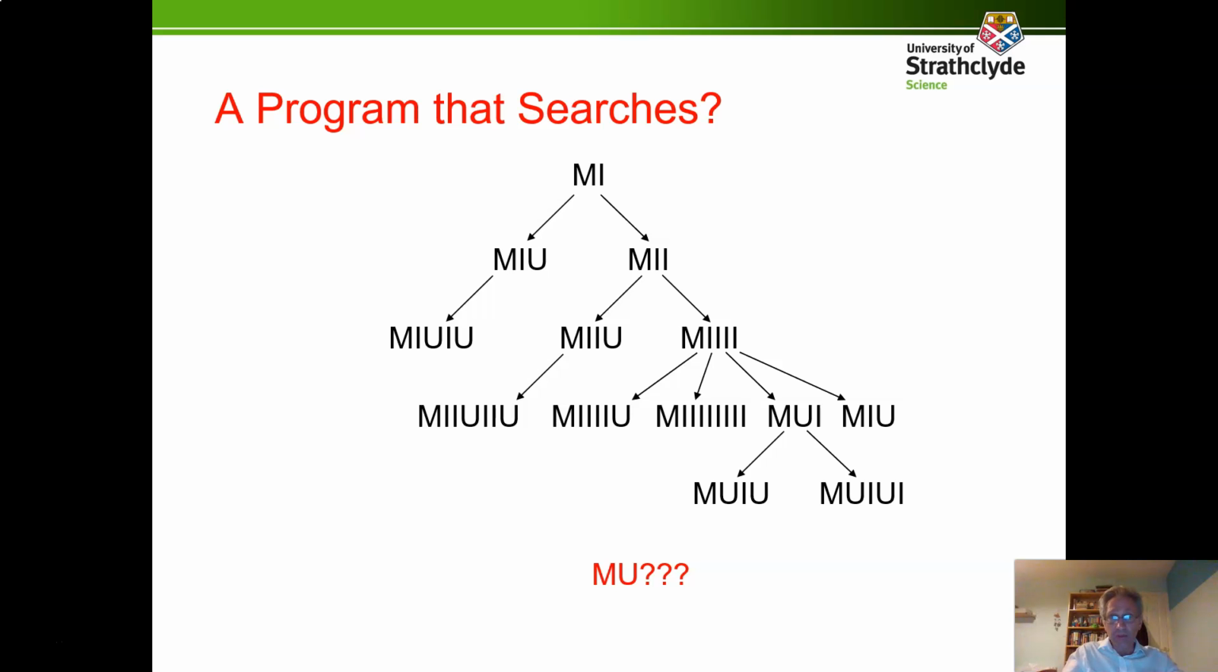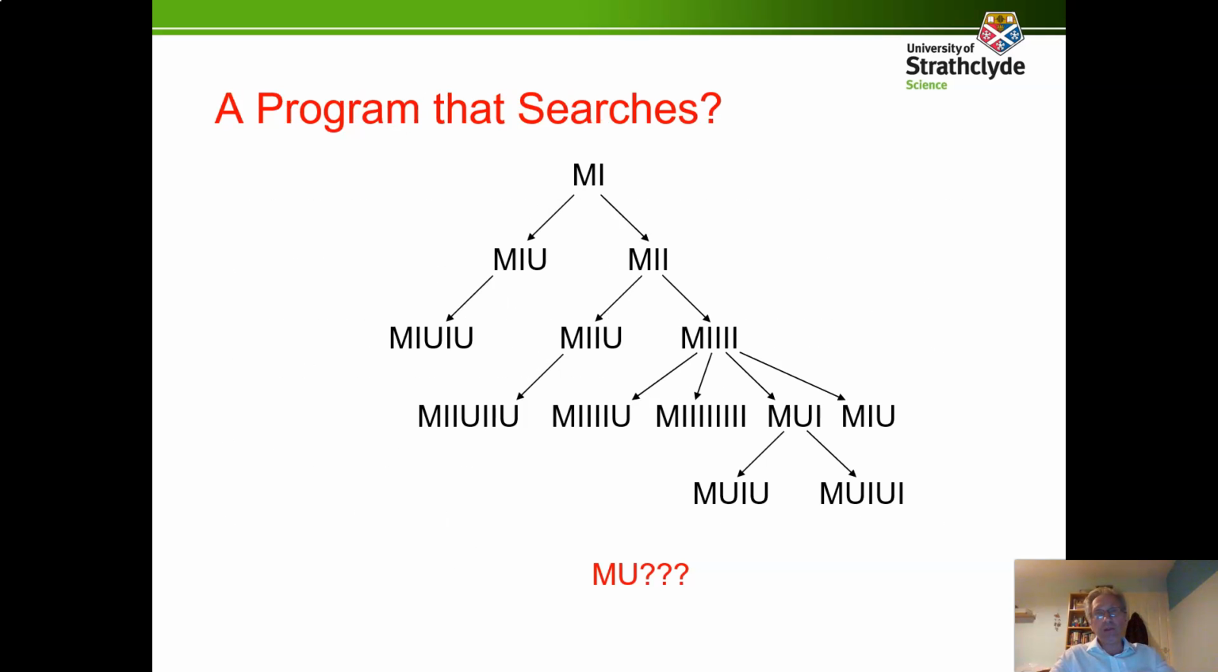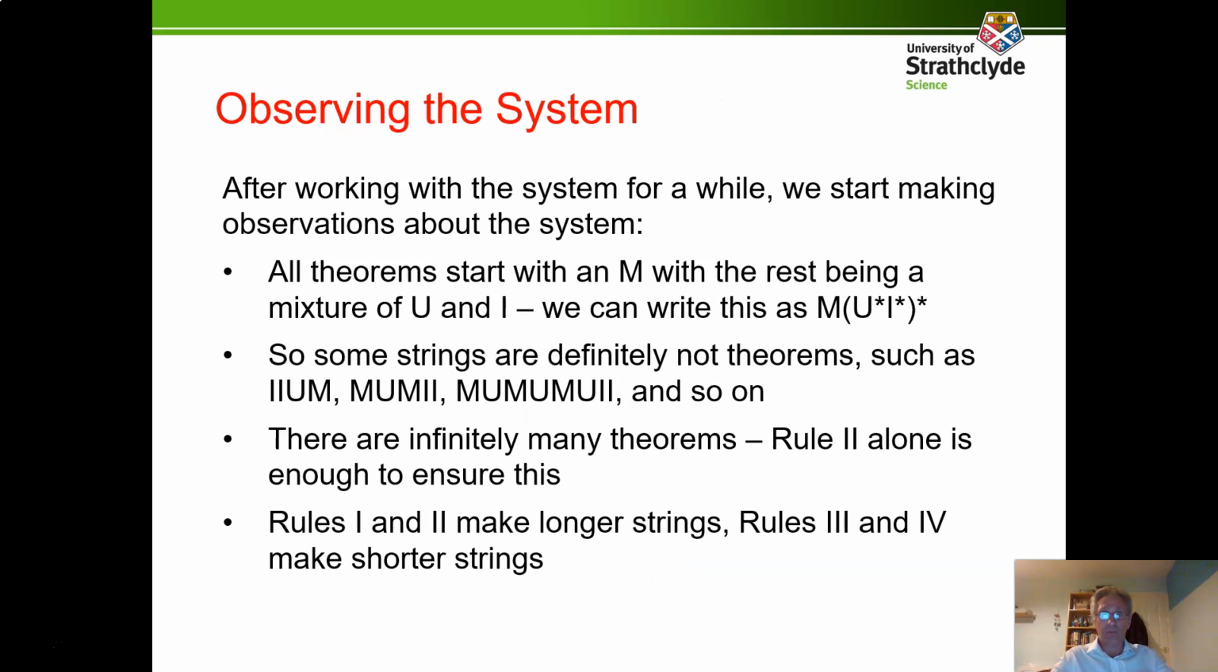But for the moment, just consider the question, will MU ever crop up in my tree here? Is there something about the form of these strings that means MU will crop up? Or is there something about the form of them that means it won't crop up ever? So once we've been looking at this system and staring at these strings for a little while, we start observing a few things about it.